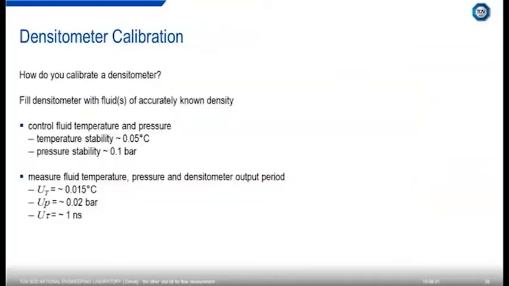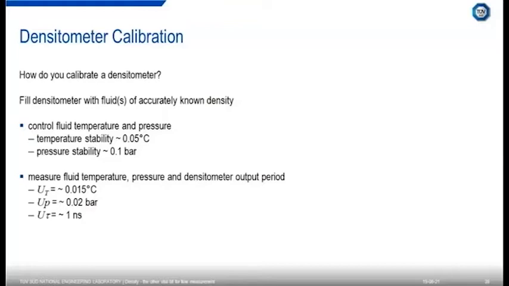So, how do we calibrate a densitometer? Fill it with one or more of those fluids whose density we now know accurately. Control the fluid temperature and pressure. Temperature stability better than 50 millikelvin. In practice, we get better than that. Pressure stability better than 100 millibar. And then measure the fluid temperature, pressure, and the densitometer output period.